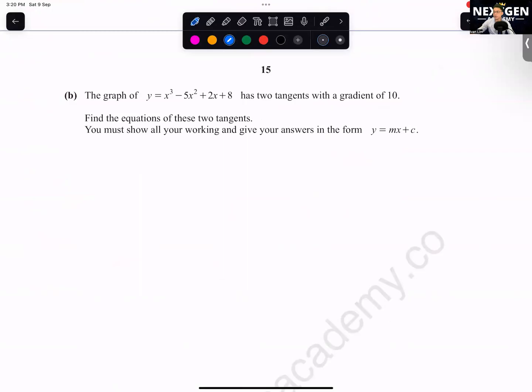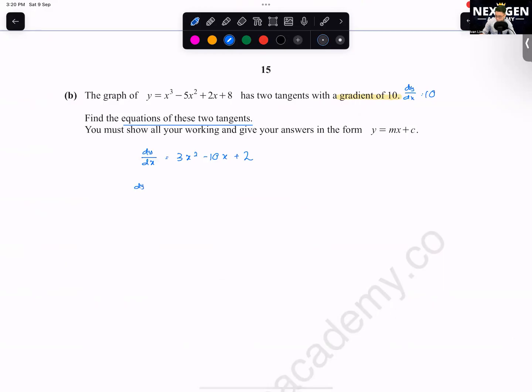Okay, question B, this is all the application of differentiation. The graph of y equals to x cubed minus 5x squared and so on has 2 tangents with a gradient of 10. When they say gradient of 10, it means dy over dx equals to 10. Then they ask you to find the equation of these 2 tangents. So the first thing that we want to find is dy over dx: 3x squared minus 10x plus 2.